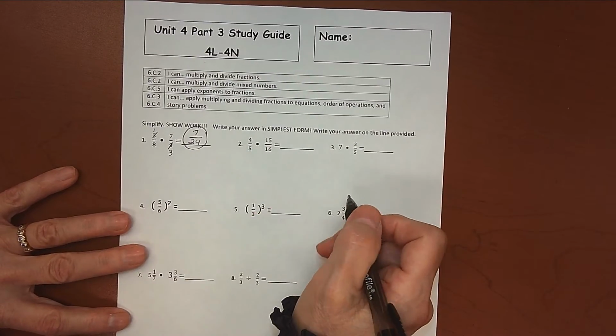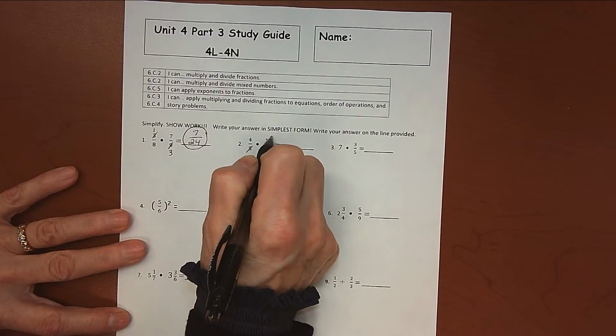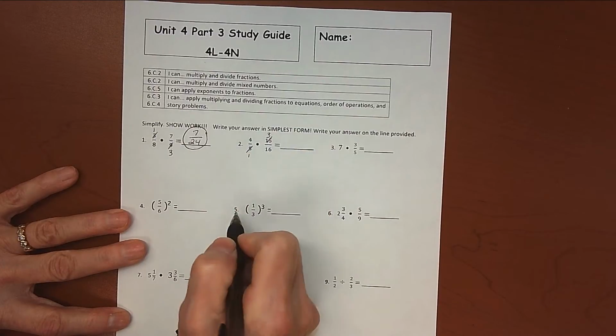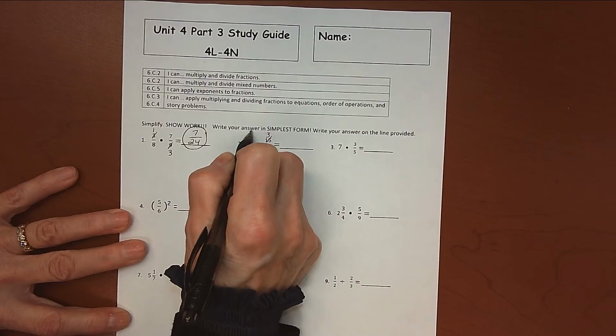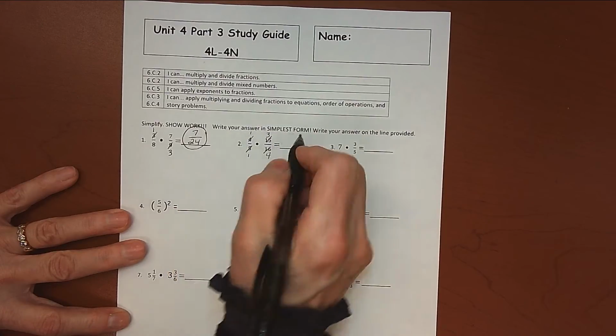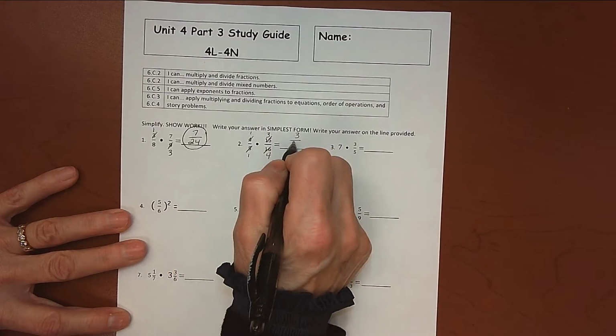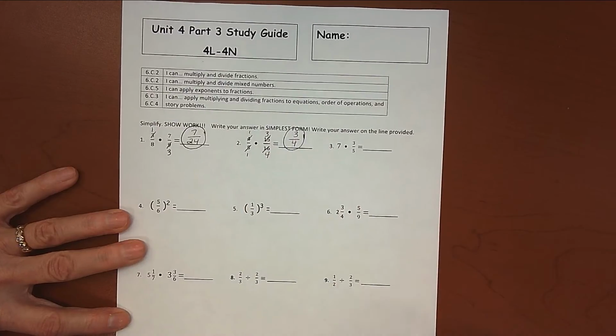4/5 and 15/16. 5 and 15 both divide by 5. 4 and 16 both divide by 4. 1 times 3 is 3. 1 times 4 is 4. The answer to number 2 is 3/4.